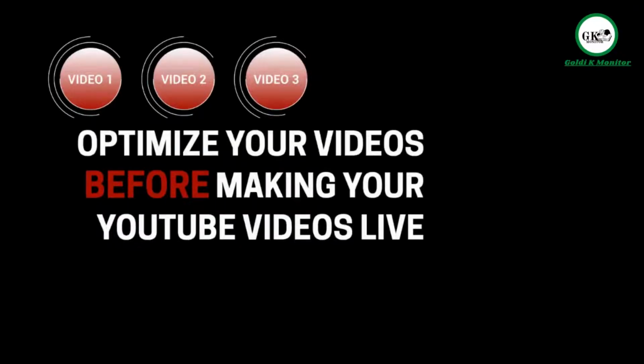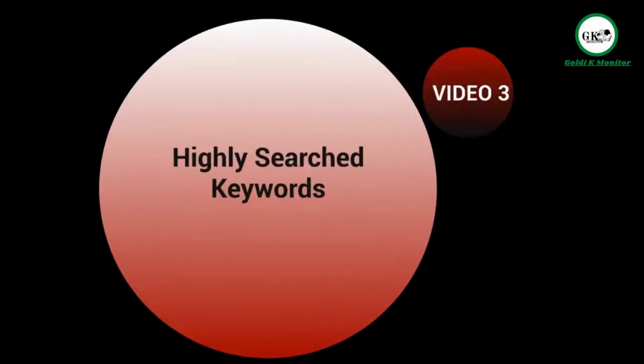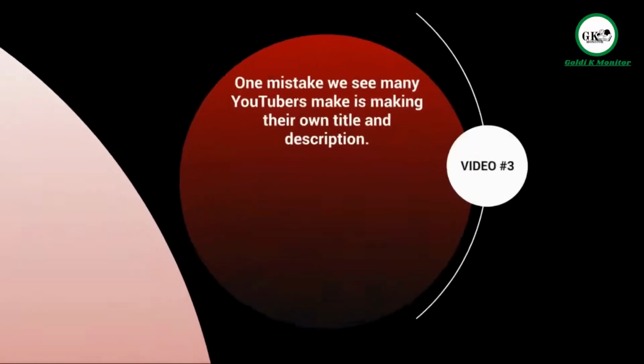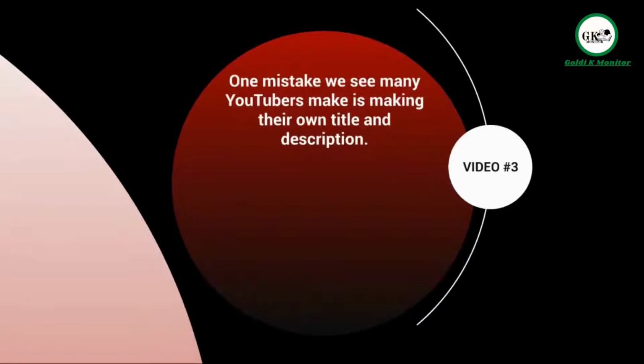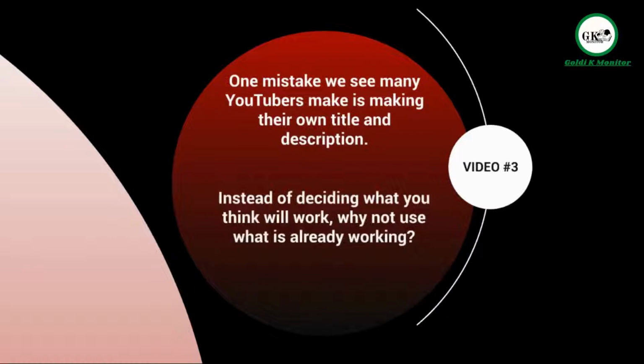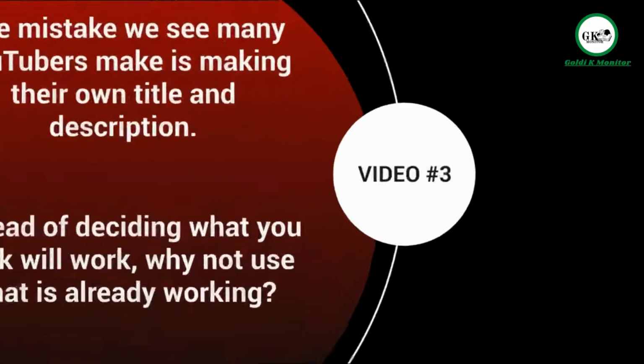Hello and welcome to video number 3. Let's talk about highly searched keyword terms and how you can figure out what your main keyword is going to be, what your sub keywords are going to be. So one mistake that we see that many YouTubers make is simply making their own title and description. I mean, it's natural, right? But instead of deciding what you think will work, why not use what is already working and do some simple keyword research that's not going to take a lot of time, and this way you'll be able to have the right information that will help you rank on the right keywords.